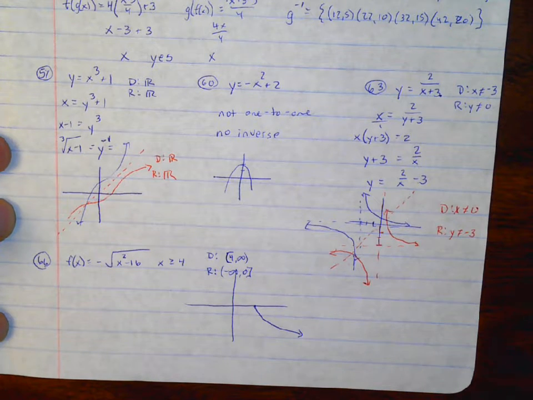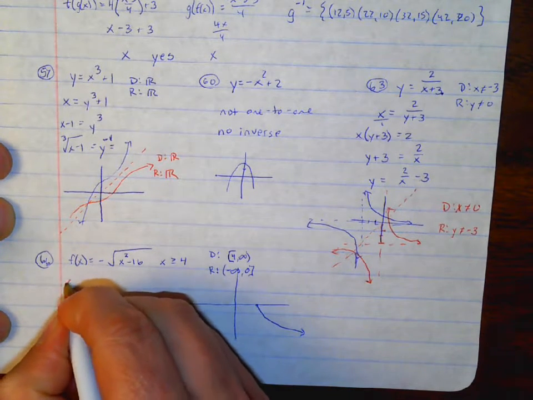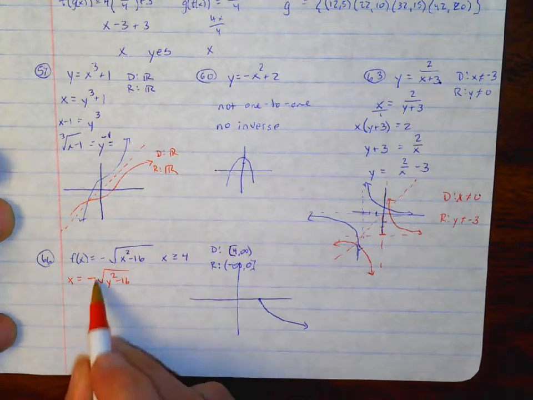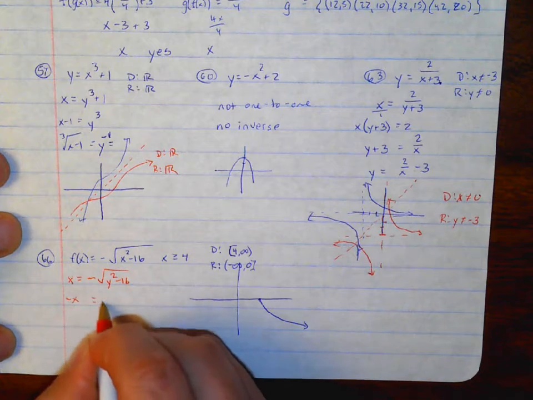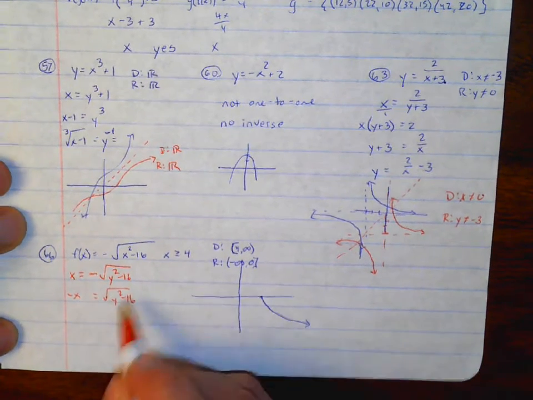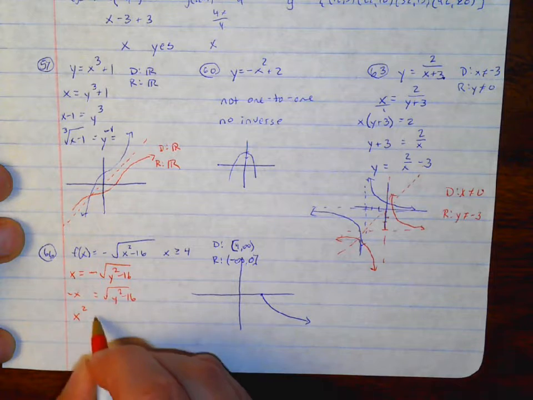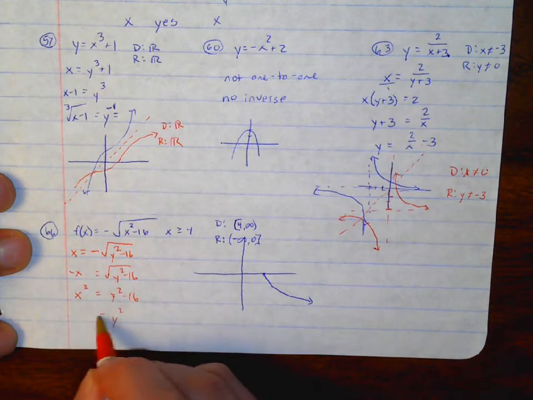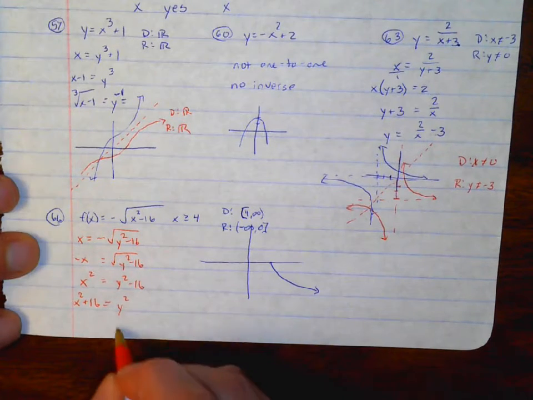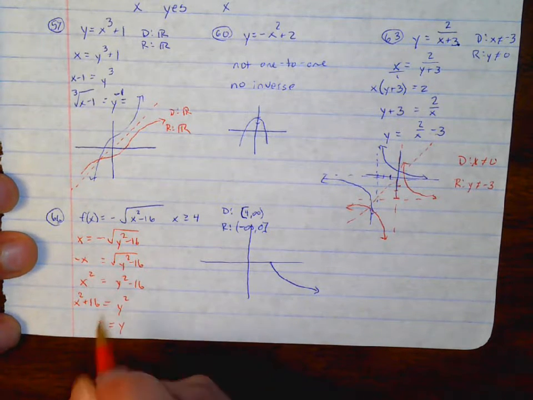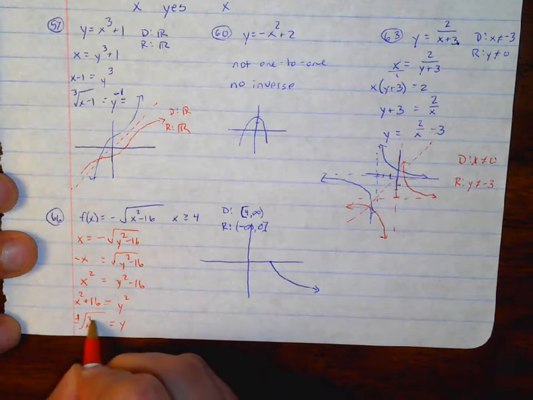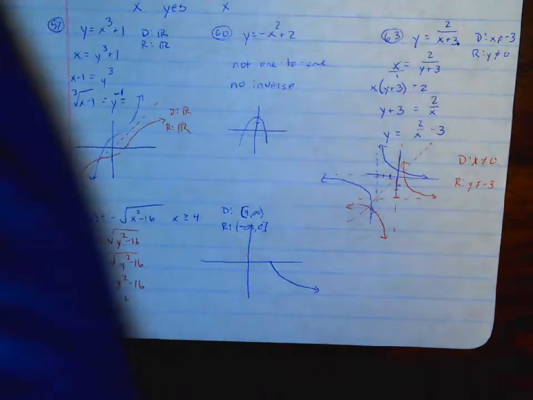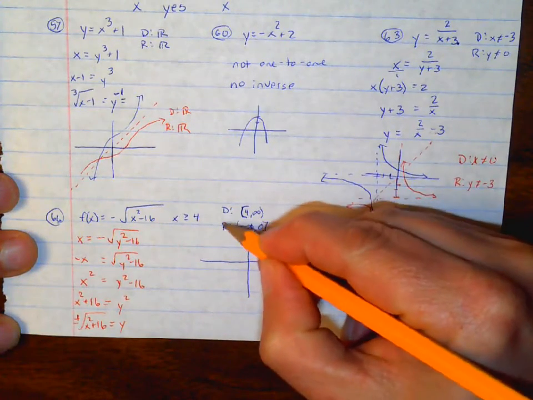Okay, now let's find the inverse. So we gotta switch the x and the y. Okay, if I get rid of that, it'd be -x is equal to this. Okay, square both sides, just gives me x squared then. And add the 16 and take the square root. Okay, so what this one looks like is like this.